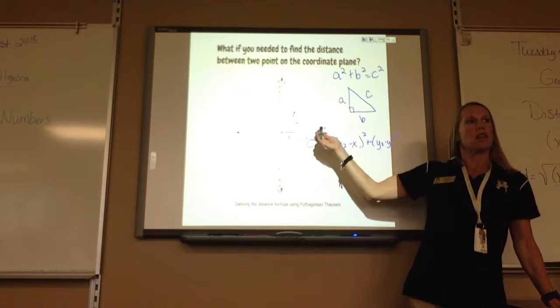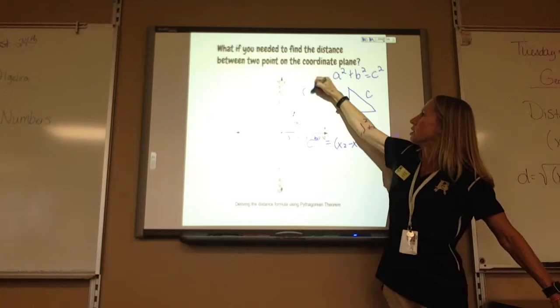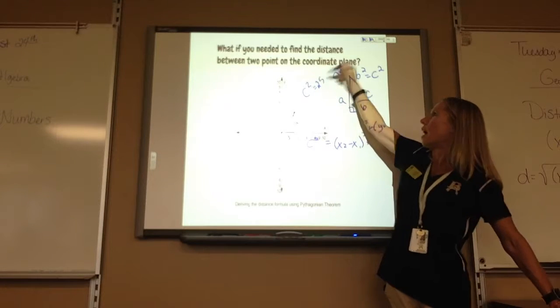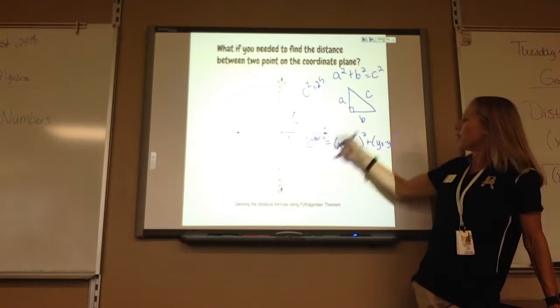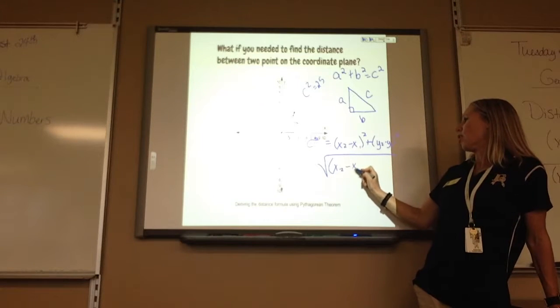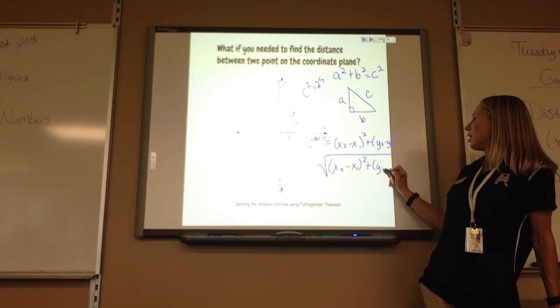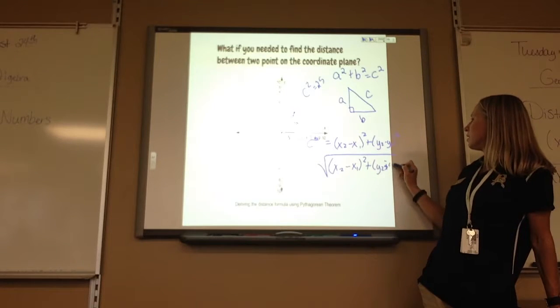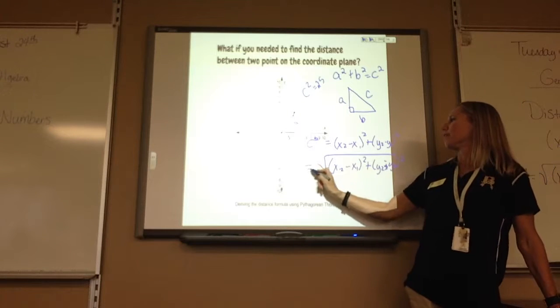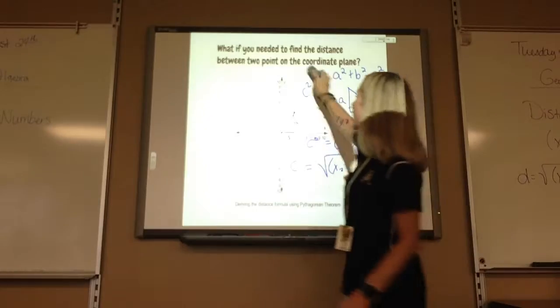But do you know how to undo something that's been squared? Like if I knew C squared equals 25, take the square root. So that's where the square root comes from. Did you guys know that that's where the distance formula came from? A squared plus B squared equals C squared. So that's the distance formula. I just wanted to show you where that formula came from.